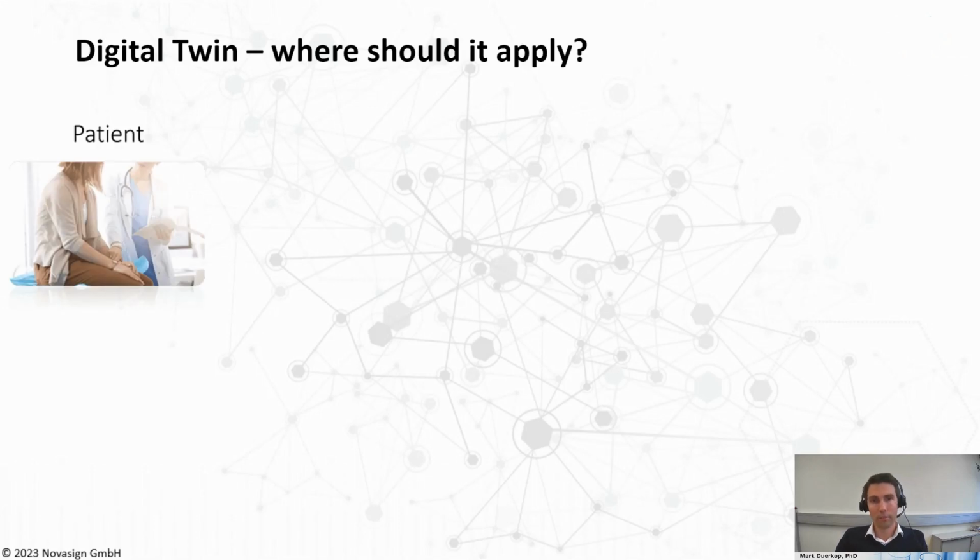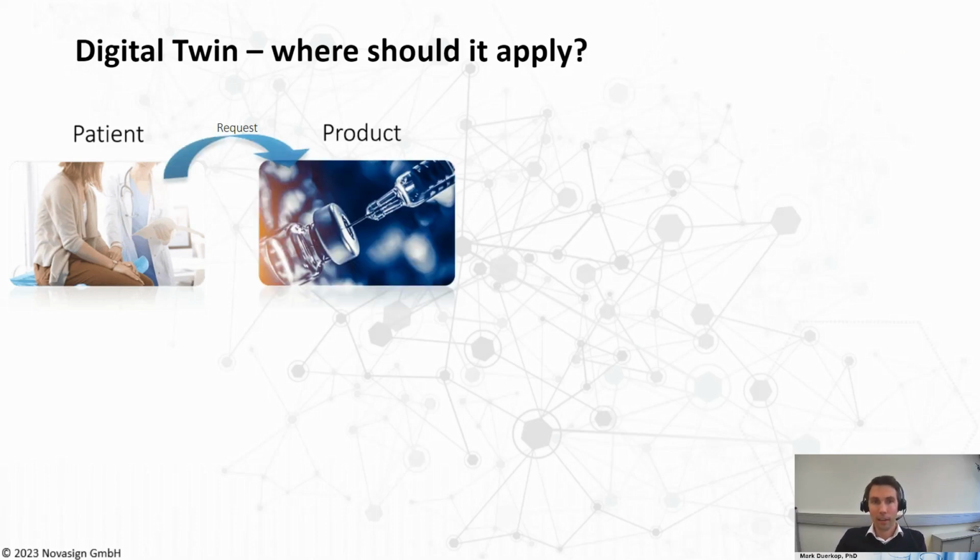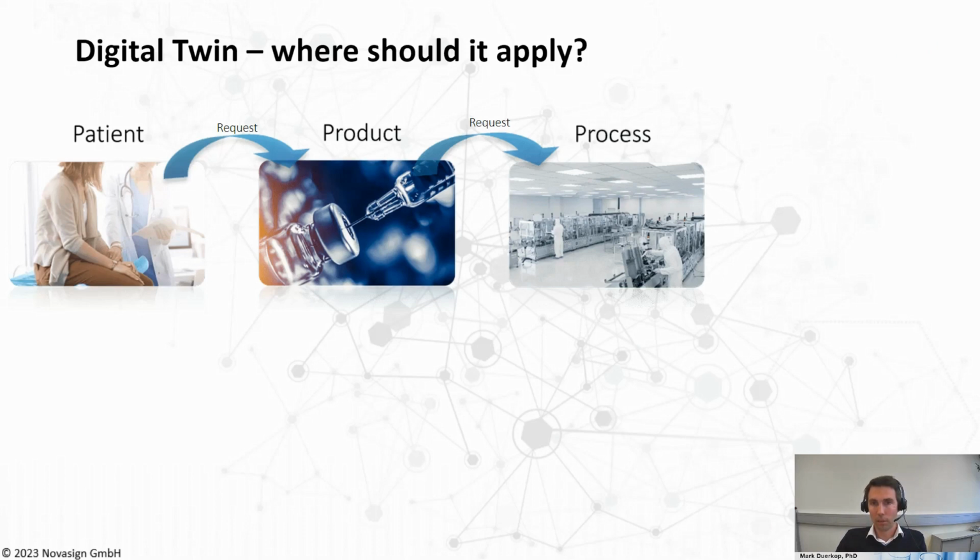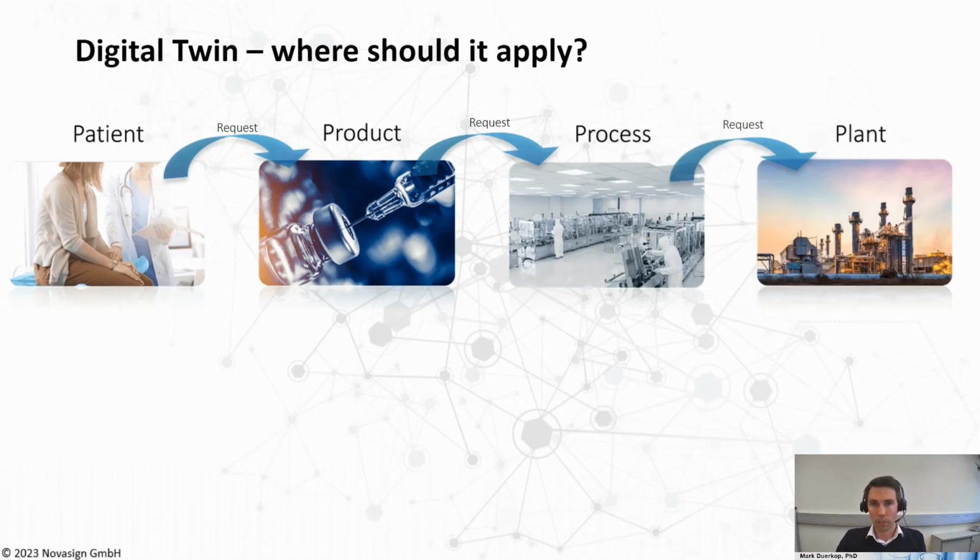So starting off very easily, you might know this 4P model. The 4P model basically describes that if you have a certain patient that has a certain medical need, this patient needs for sure a certain product. So there's a request from the patient to the product, and the product for sure has a request for the process, and the process itself has a request for the plant. So basically these are these 4 things that are connected.